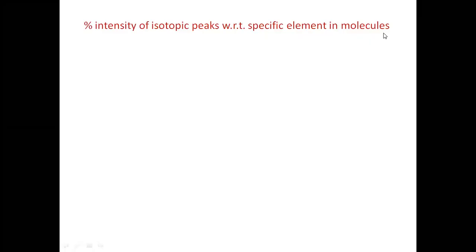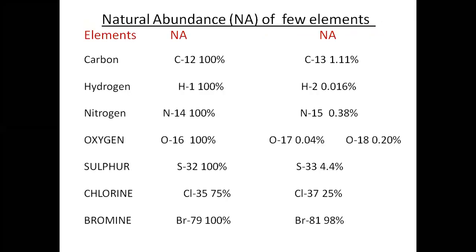How to calculate the percentage intensity of an isotopic peak with respect to a specific element in a molecule. If you see the slide, you will find certain important elements which are present in organic compounds. They have their natural abundance as shown here.